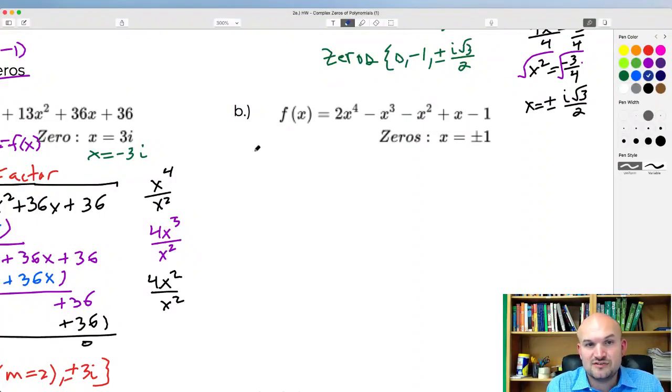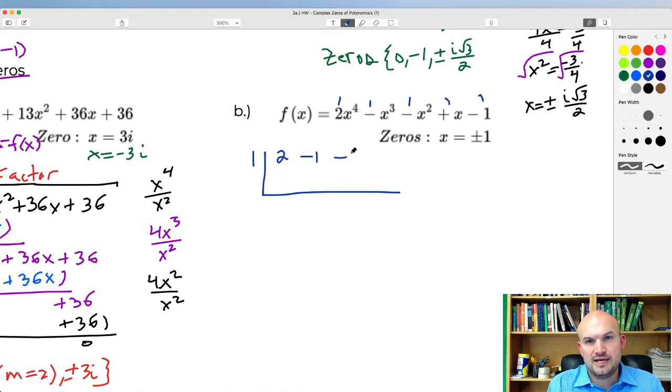So remember, with synthetic division, you're just going to take the zero, and you're kind of going to do an inverted long division. Now you're going to take the coefficients of each of your polynomials. So here I'm going to have 2, -1, -1, 1, and -1. And just remember, if you are missing a term, like if you didn't have an x cubed, you make sure you use a place value of 0 for that.